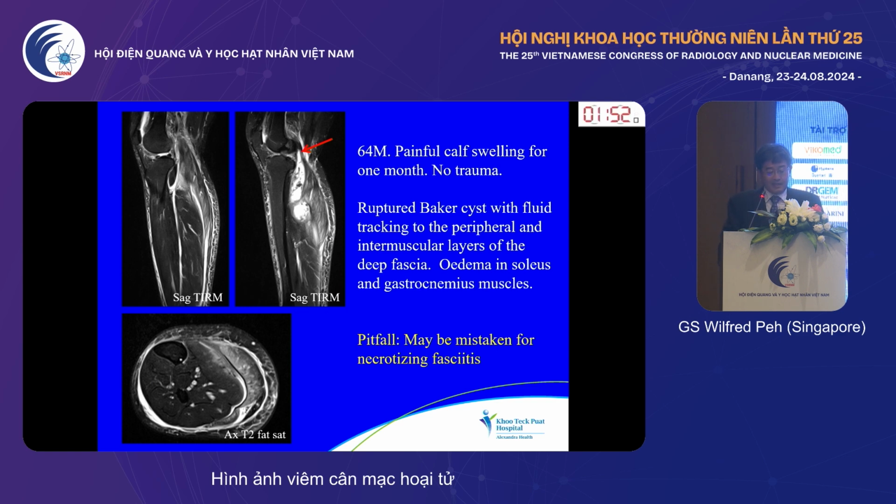And this is another example, a patient who had painful calf swelling for 1 month, no history of trauma. And this is a nice example of a ruptured Baker cyst. So clinically, it mimics necrotizing fasciitis because it's painful swelling of the calf. But you can see that the fluid extends from the knee joint, and it just tracks into the gastrocnemius and soleus muscles. So this mimics necrotizing fasciitis, but it's just a ruptured Baker cyst.